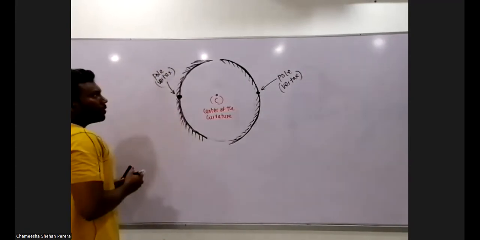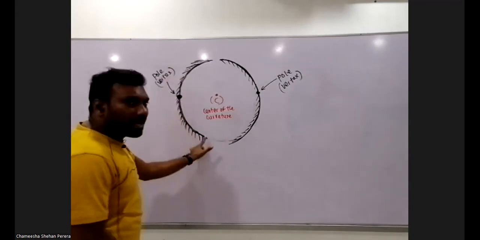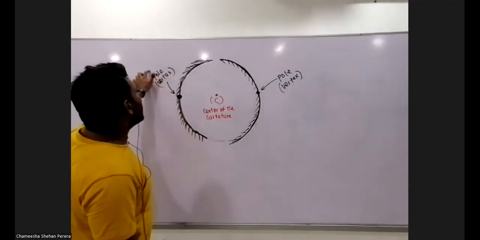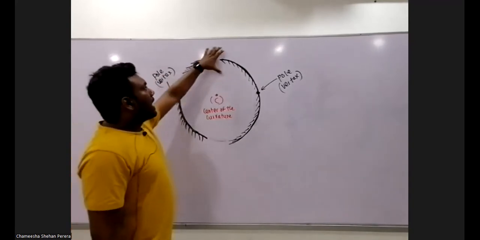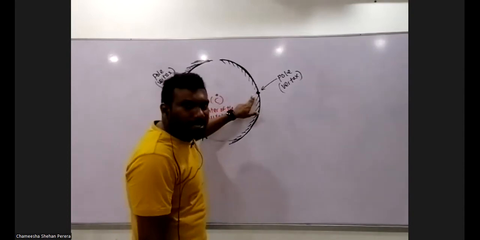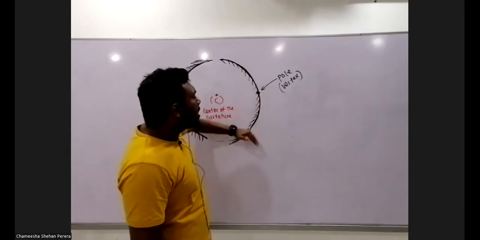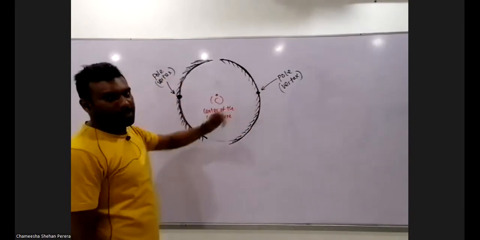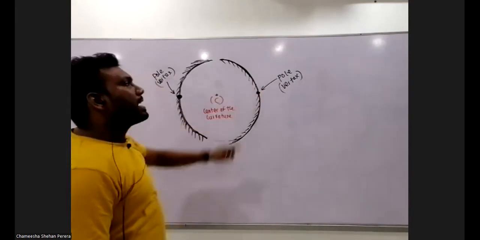So what did you do? You took the exact middle point of the concave mirror and you marked it as the pole, the vertex of the concave mirror. Then you obtained the exact middle point of the convex mirror surface and you named it as the pole or the vertex of the convex mirror surface. I have marked it as pole, you can mark it as vertex as well.